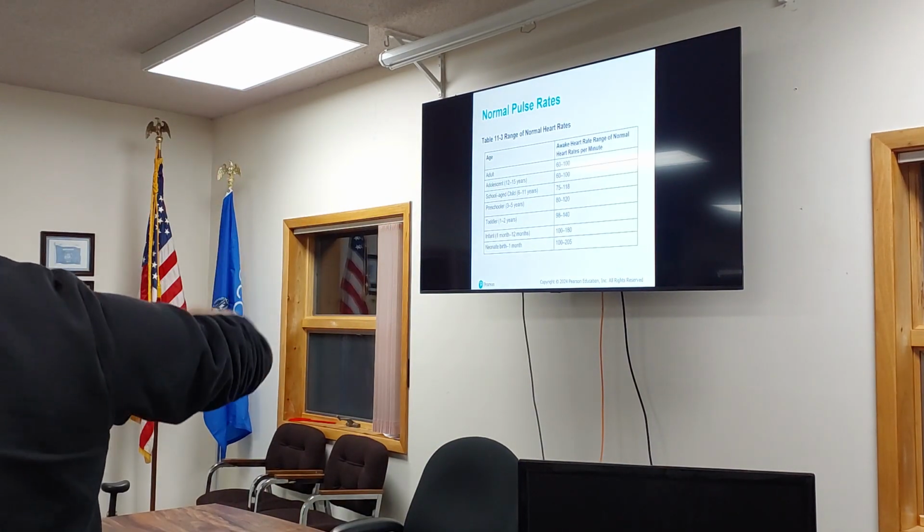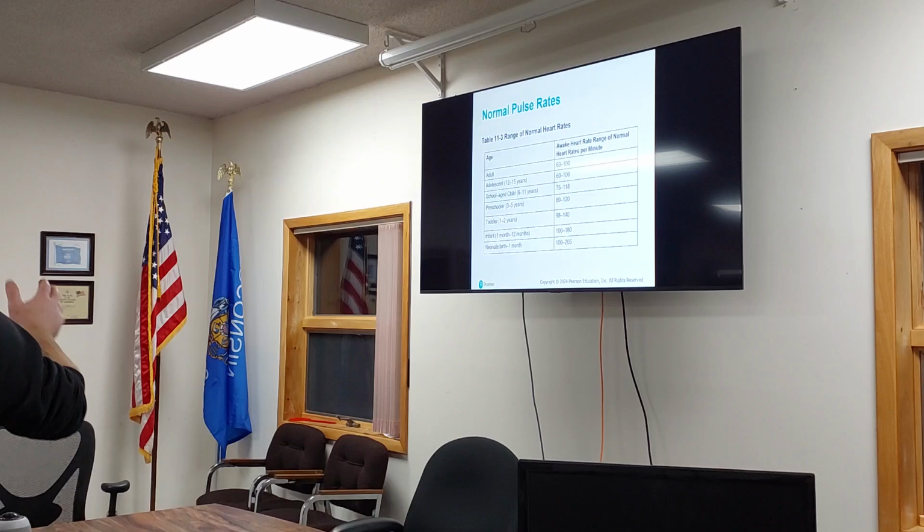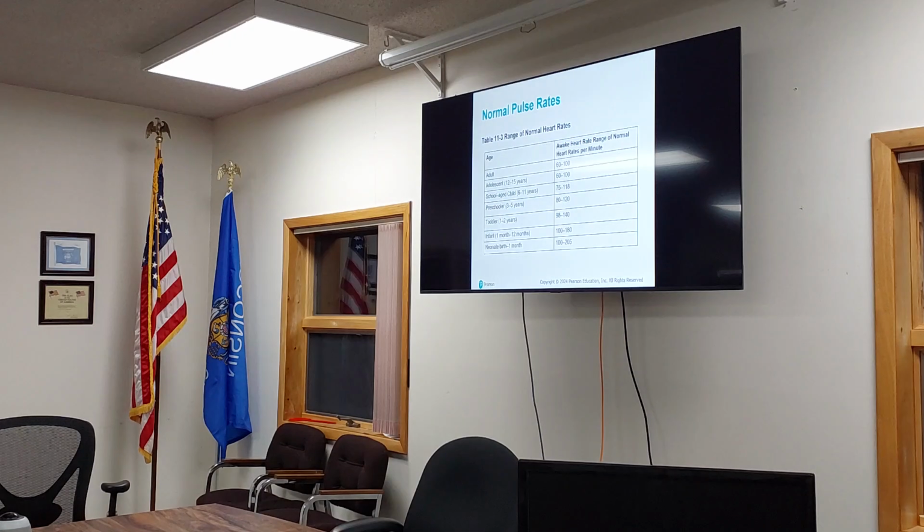Again, just a chart. Don't worry about memorizing this. The younger you are, the faster your heart beats, the faster you breathe. Adult, 60 to 100. For me, when heart rates start to get to 90 or more, I start to get a little concerned, since most resting heart rates shouldn't be 90 or more. Now, you've got to look at what's going on with the patient.